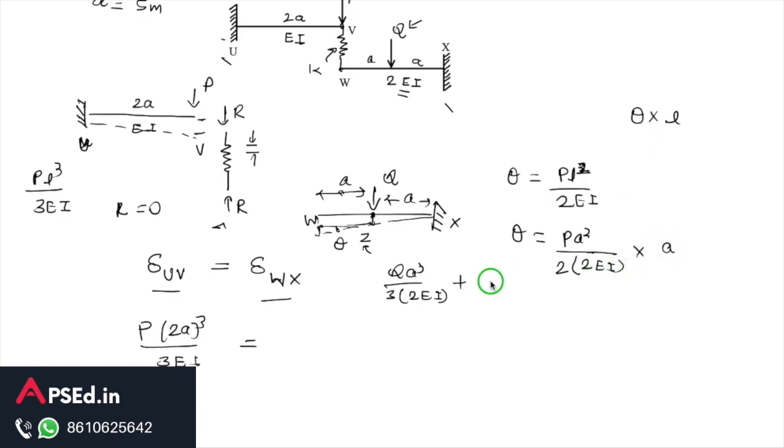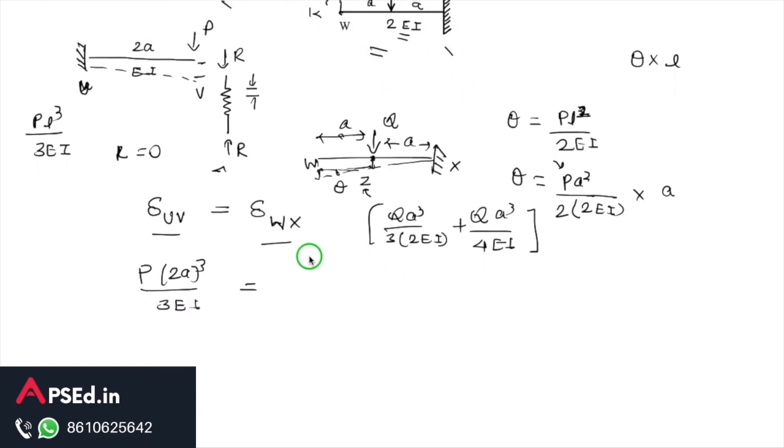So we have this equation, where I'm just using P as a generic load. Here the actual load is Q. So Q A cube upon 4EI will be the total deflection at the free end for the beam WX. So here we write Q A cube upon 6EI plus Q A cube upon 4EI.